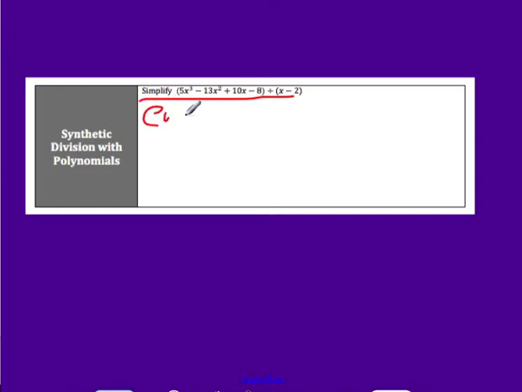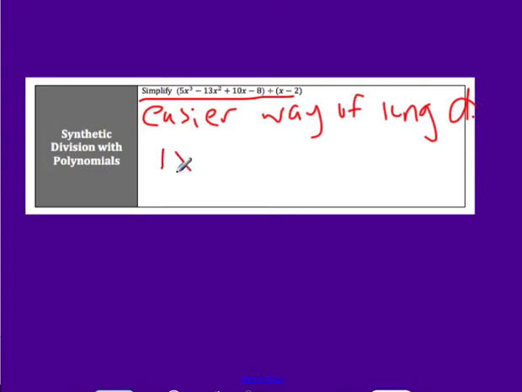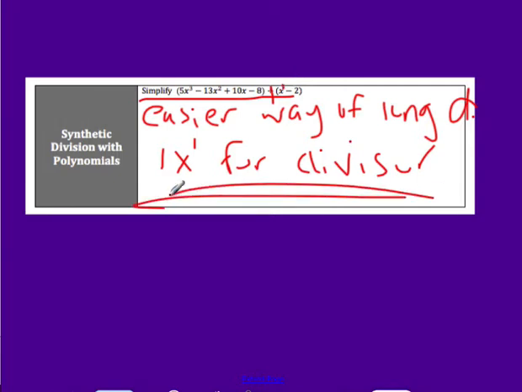So easier way of long division. Okay, and I'm just going to abbreviate that. Okay, now here are some things you have to look for. In order to use synthetic division, you have to have 1x to the first power for the divisor. So if you notice, here we have 1x to the 1 power on that term right there. So that means we can use synthetic division. So this right here is the most important part. So let's go ahead and let's take a look at synthetic division.